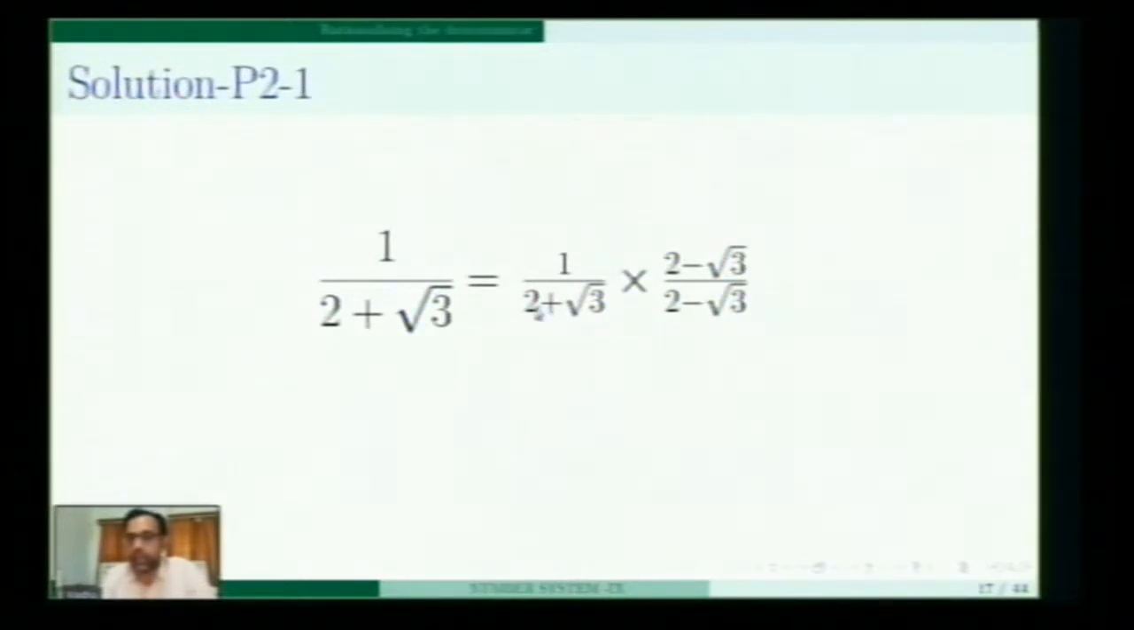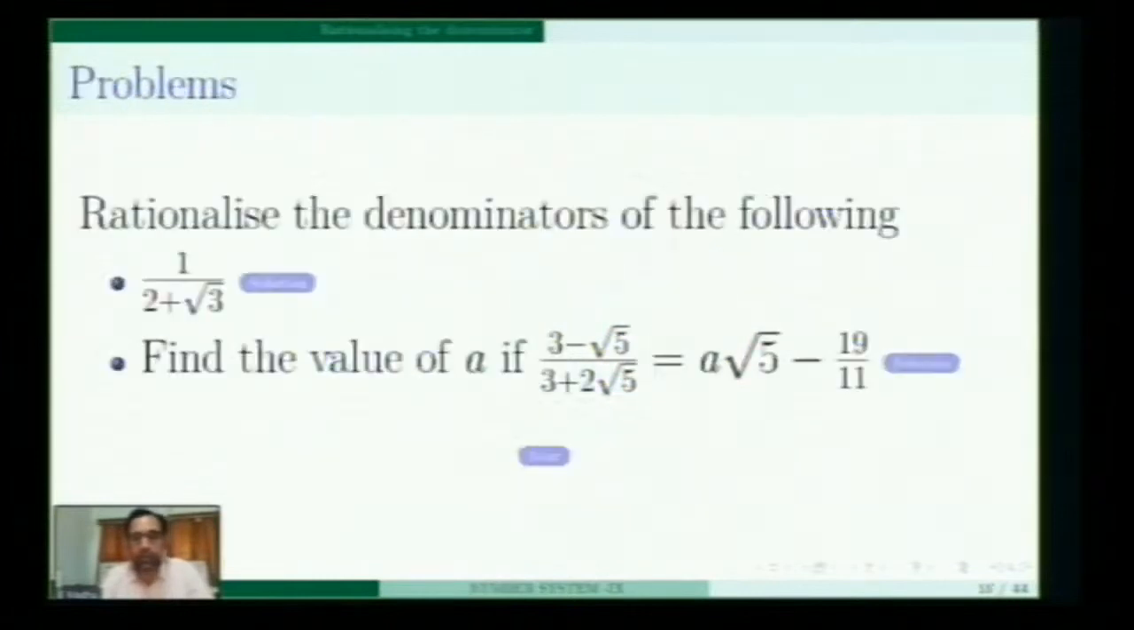A square means 2 square, which is 4, minus b square, root 3 whole square, which is 3. So the denominator will be 4 minus 3. So the answer will be 2 minus root 3. Your denominator has now become 1, which is a rational number. So this is the process called rationalizing the denominator. Only we should be very careful about choosing the multiplying term. 2 plus root 3 is here, so I multiply with 2 minus root 3 in both numerator and denominator. Okay, we go for another problem.